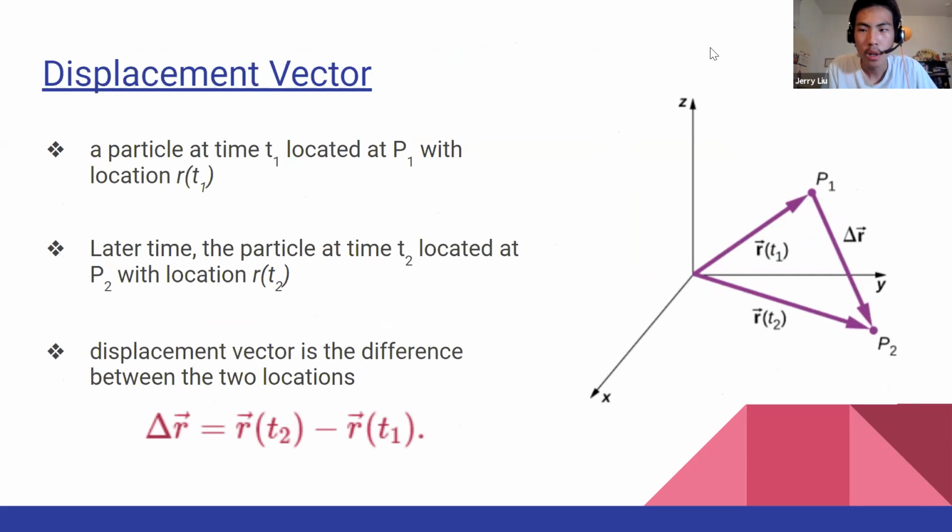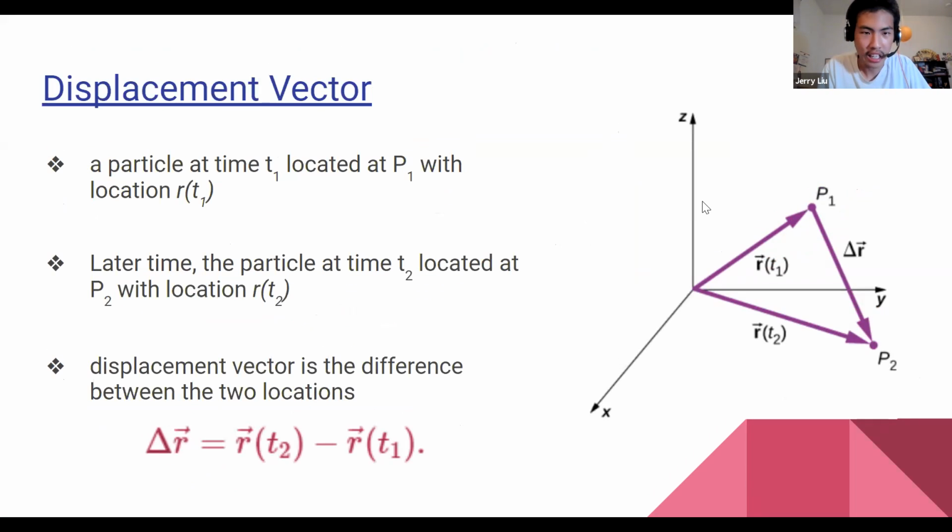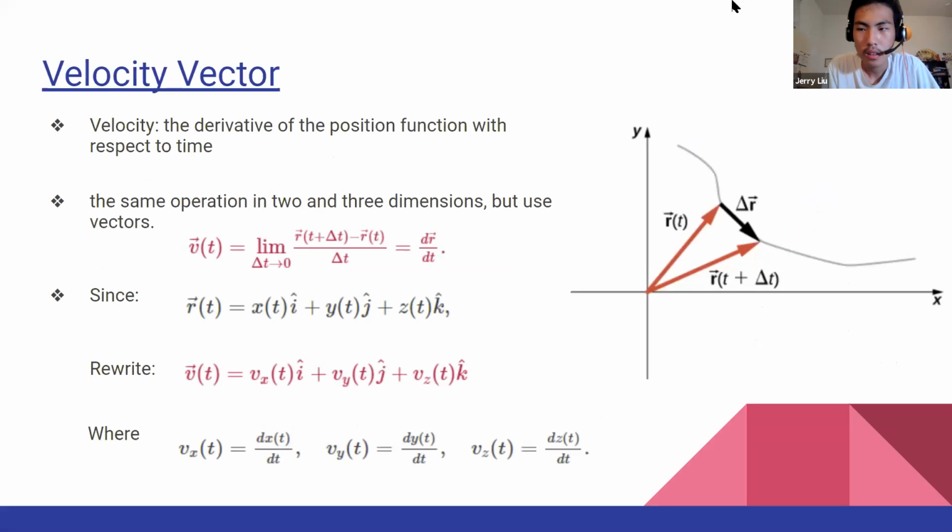Now, when we try to solve for this, we would solve for a displacement vector. It basically denotes a particle at time t that is located at p1, some point with respect to time, so it's position versus time. And obviously the position would change. In order to calculate the difference, the distance traveled, this displacement, remember, not distance, the displacement is equal to r of t2 minus r of t1.